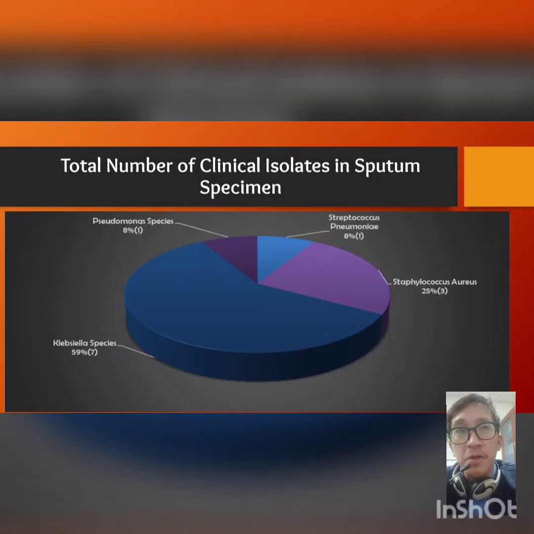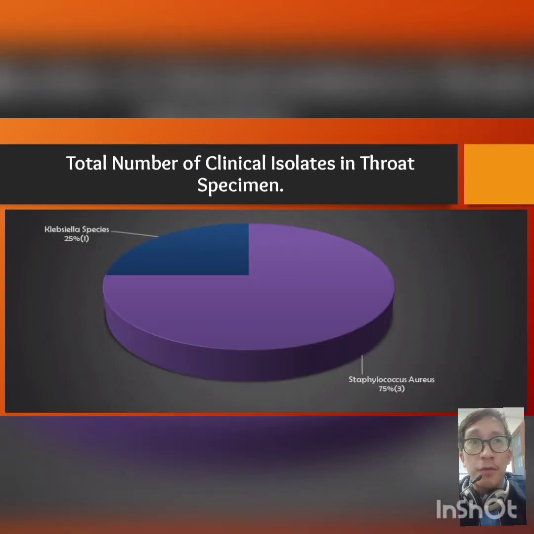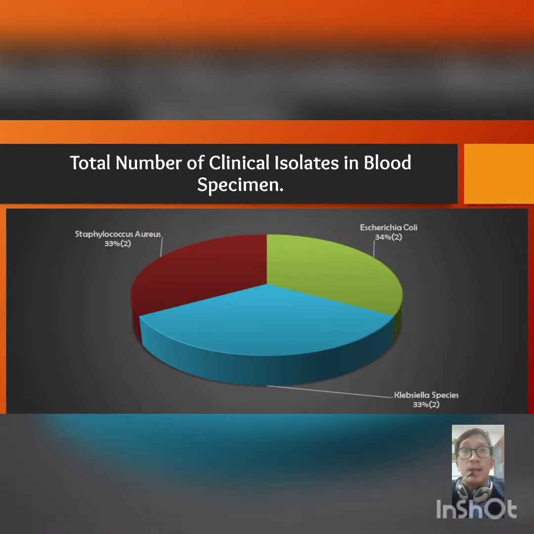Now let's go to the sputum specimen. Most of the clinical isolates found in sputum are Klebsiella species, which is 59% or a total of 7. Then followed by Staphylococcus aureus with 25% or 3 clinical isolates. Then lastly, we have Streptococcus pneumoniae and Pseudomonas species. For our throat specimen, we only have 4, and out of 4, there are 3 Staphylococcus aureus and 1 Klebsiella species.